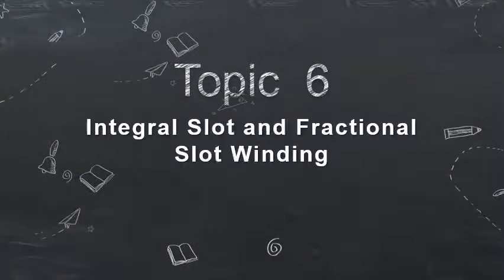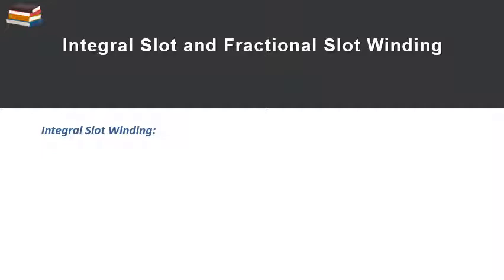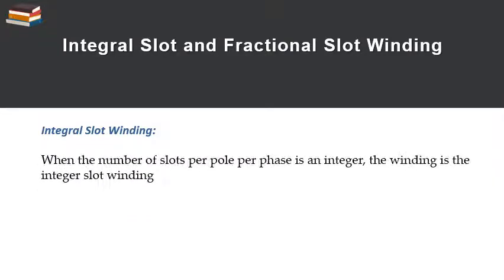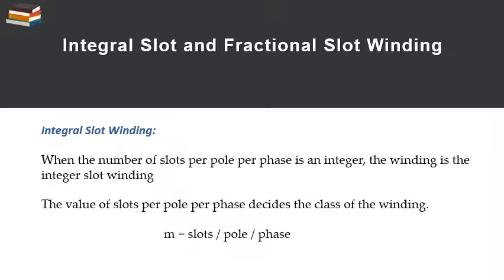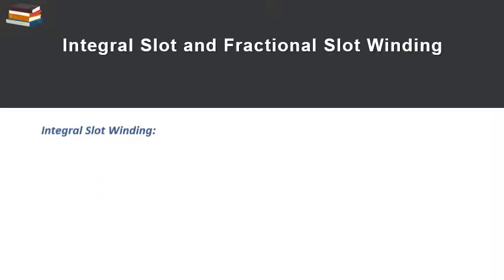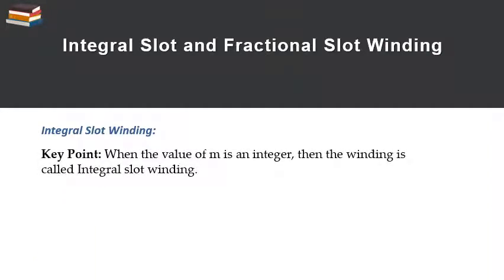The next topic is integral slot and fractional slot windings. Number one is integral slot winding. When the number of slots per pole per phase is an integer, the winding is known as integral slot winding. The value of slot per pole per phase decides the class of the winding. If M is equal to slot per pole per phase, the key point is that when the value of M is an integer, then the winding is called integral slot winding.